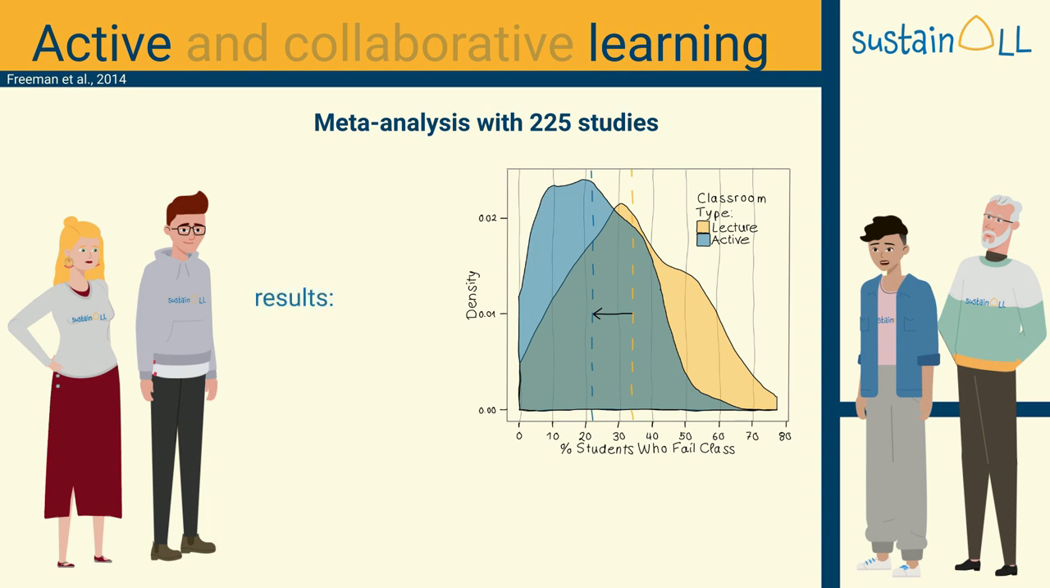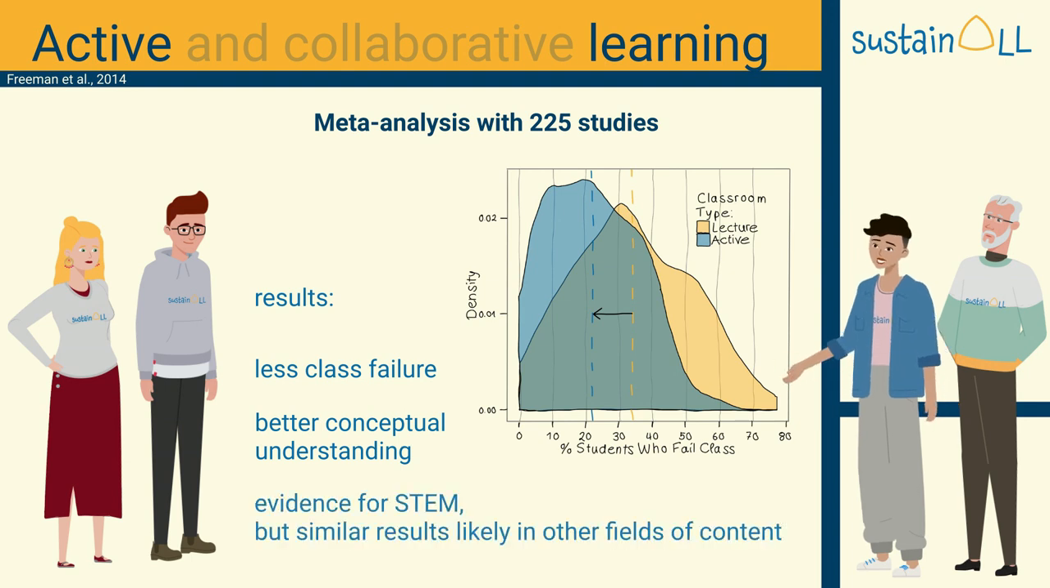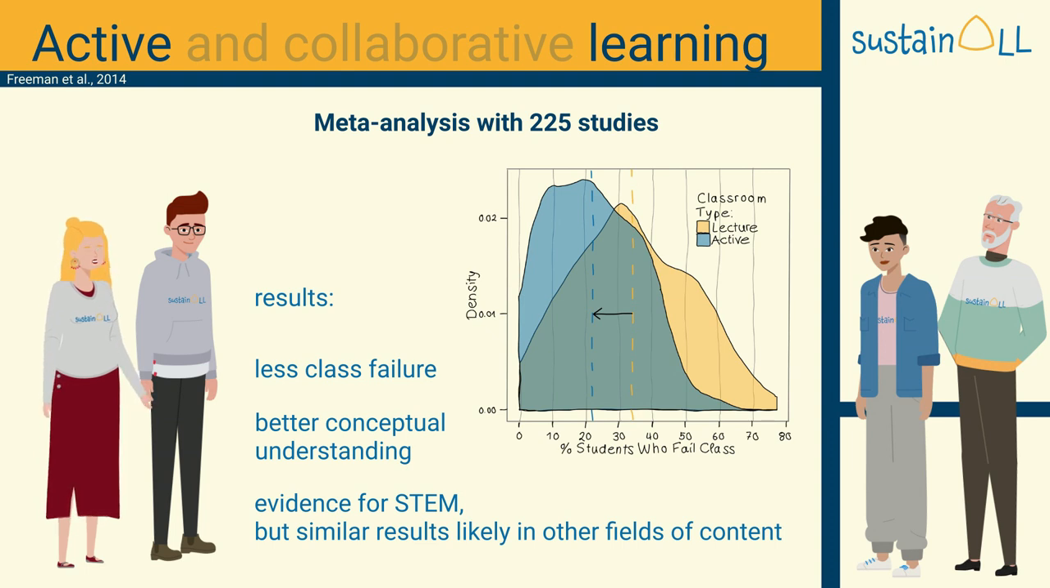They found that active learning not only reduces student failure rates but also leads to significant improvements in exam scores and concept comprehension. Notably, the positive impact of active learning appears consistent across various STEM fields. It's important to acknowledge that the effectiveness of specific active learning techniques can vary. While the majority of research focuses on STEM education, there's growing evidence suggesting the benefits of active learning extend to other disciplines as well. This is interesting, but how exactly are these results explained by the researchers? Good question.